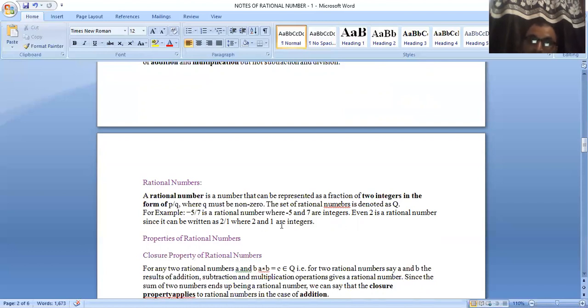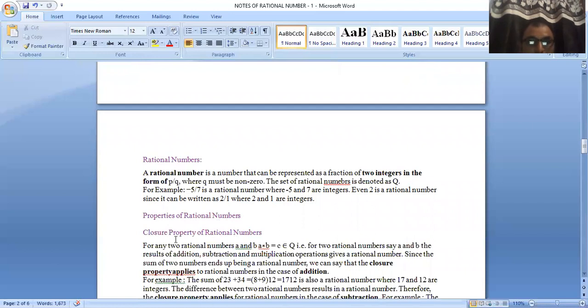Okay, I have told you q must be non-zero. It should be non-zero. Okay. Properties. Now we discuss the properties of rational numbers. First is the closure property of rational numbers.